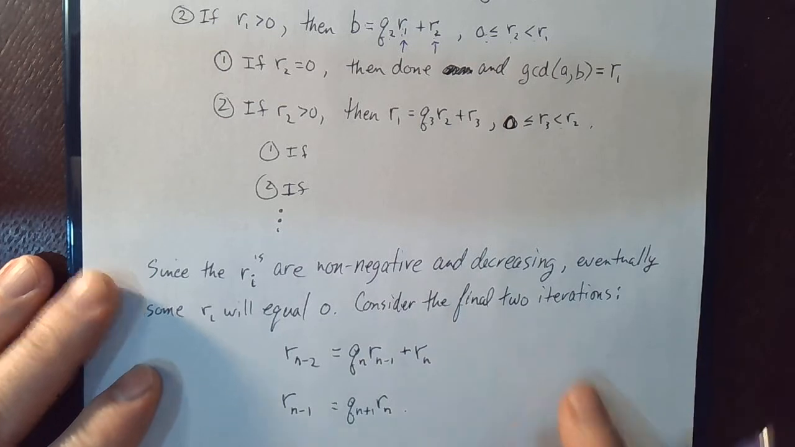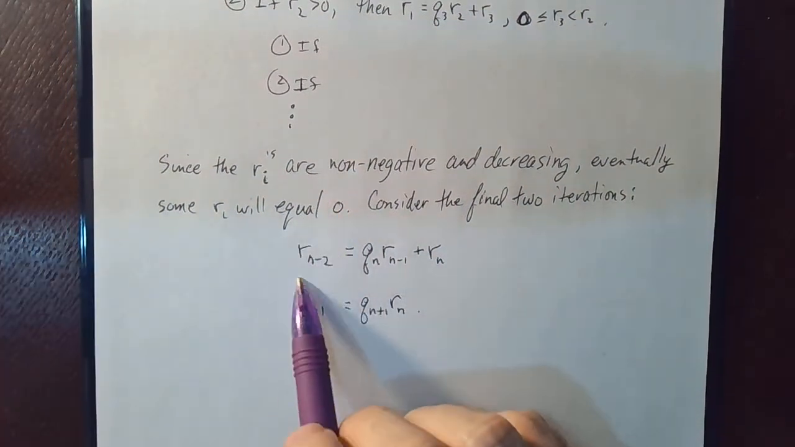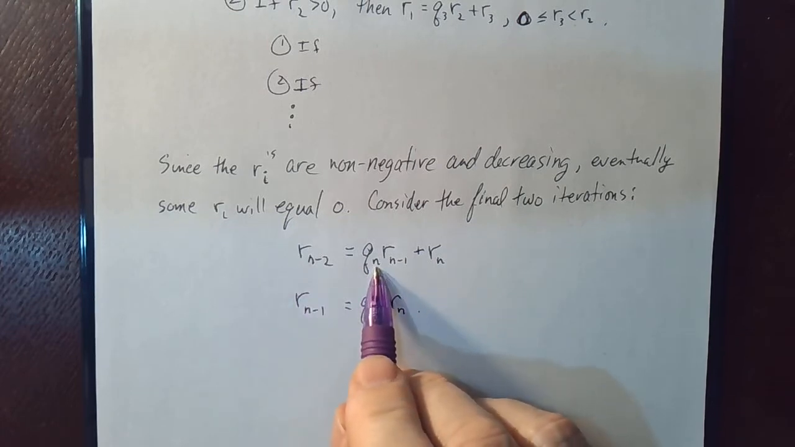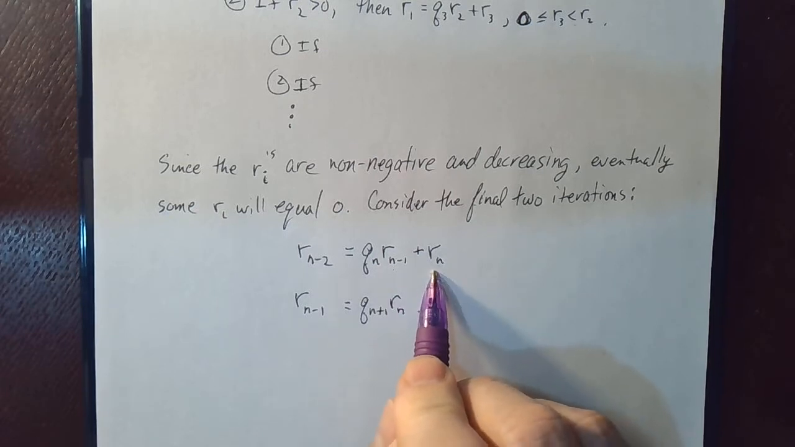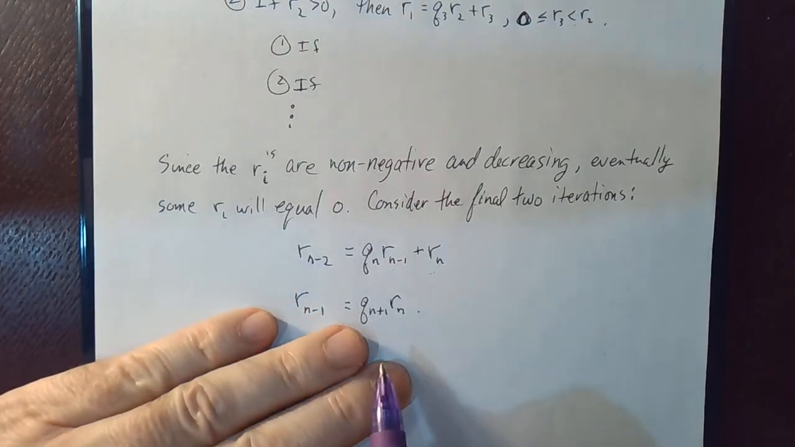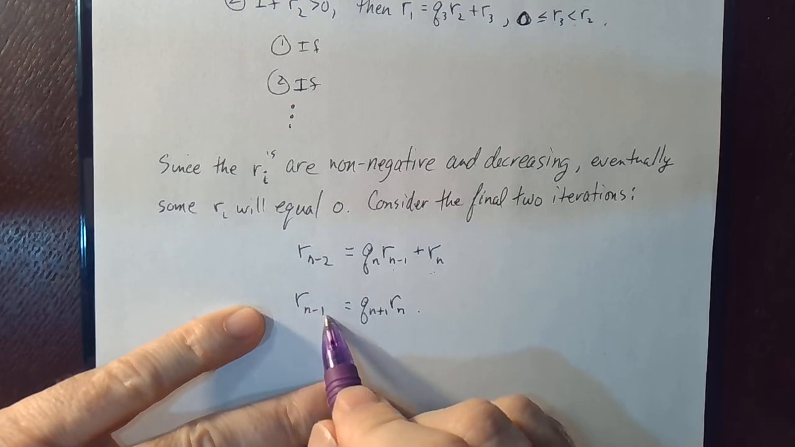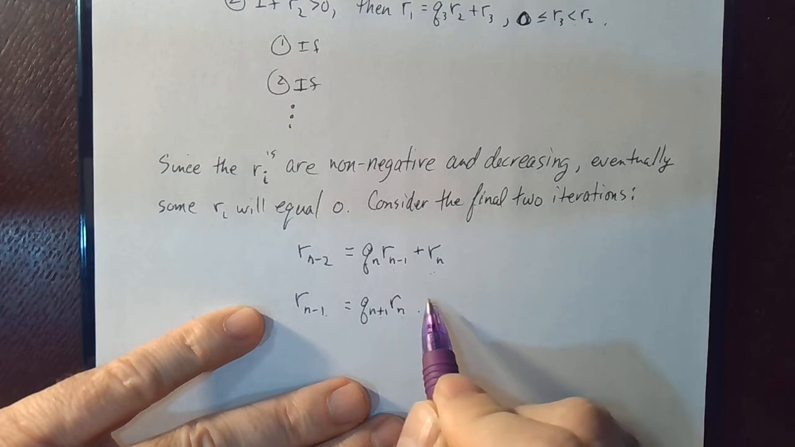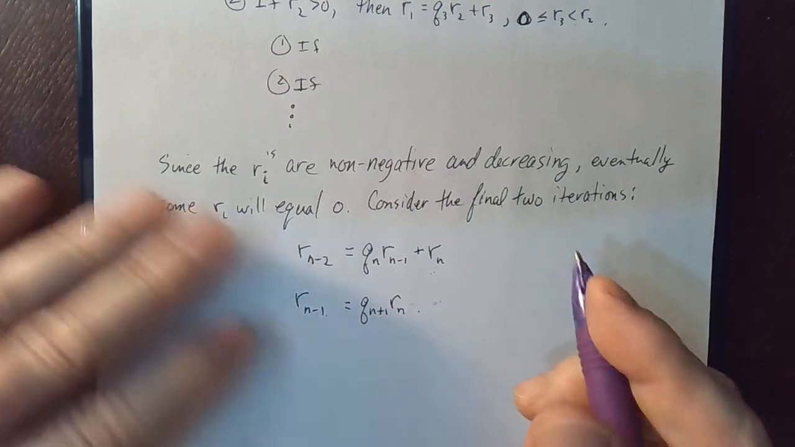So we consider the final two iterations. This one says that Rn minus 2 is equal to Qn Rn minus 1 plus a new remainder Rn. All right, well that's the second to the last one. Then we finally get Rn minus 1 is equal to a quotient times Rn plus a 0 remainder. That means that we're done.